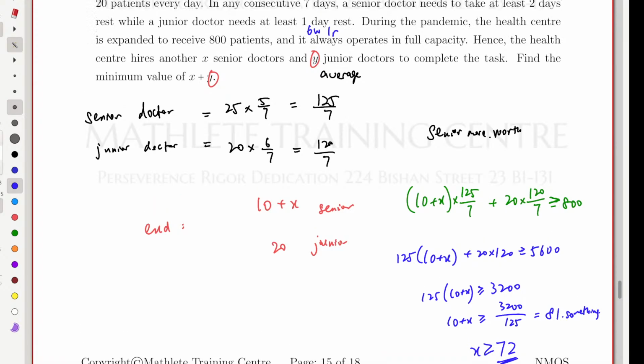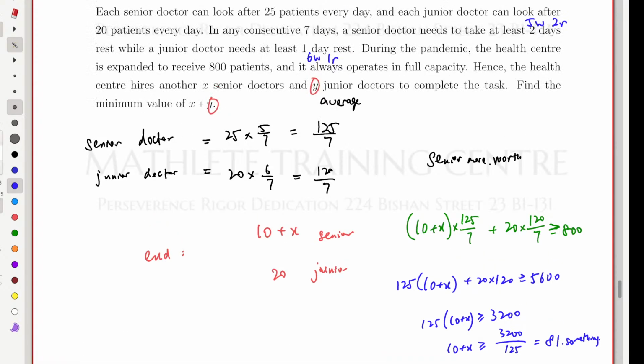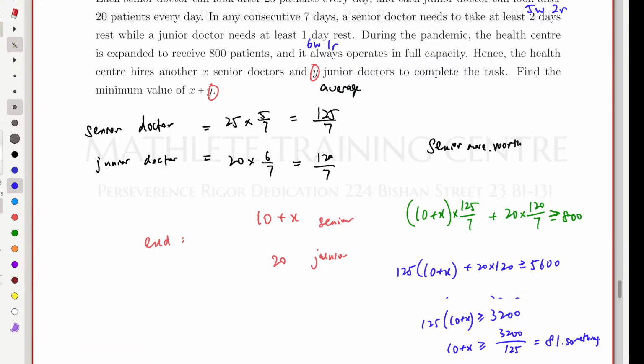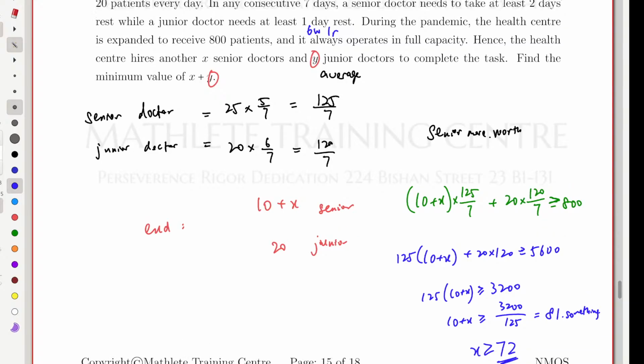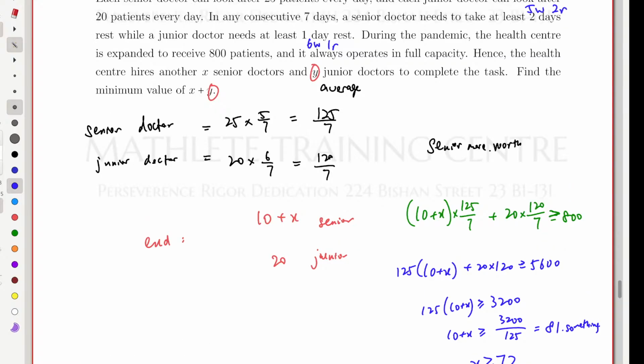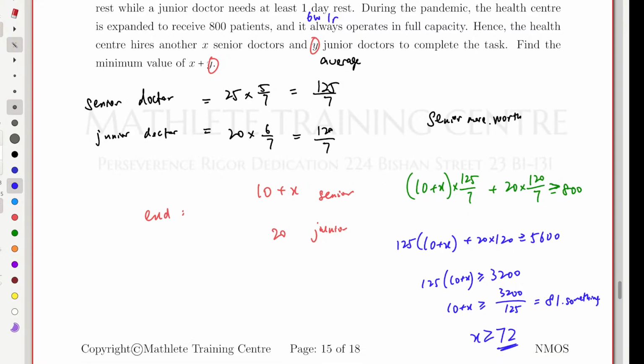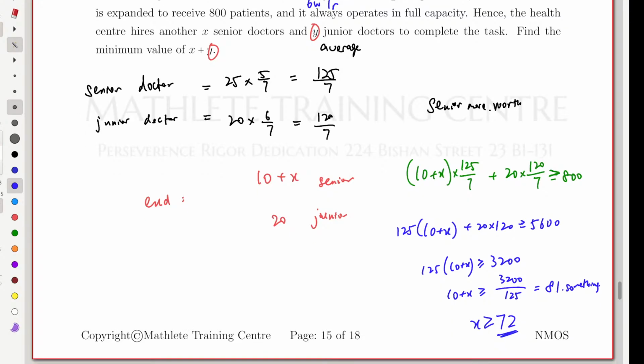Wait a minute. Let me just check the answer again. 10 plus X senior doctors 125/7. Just give me a moment. I'm just checking because this doesn't seem to make much sense. Because a senior doctor can definitely look at more than that. Wait, I feel like I made a mistake here somewhere. Give me a while. 125/7.